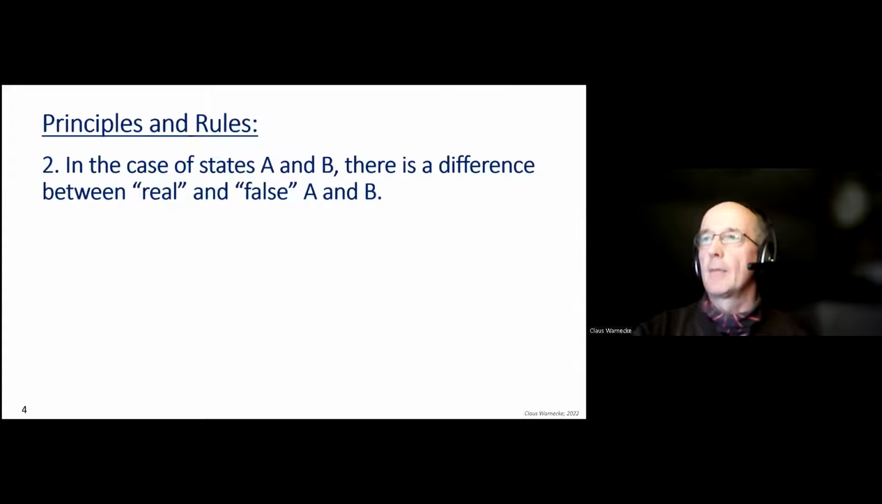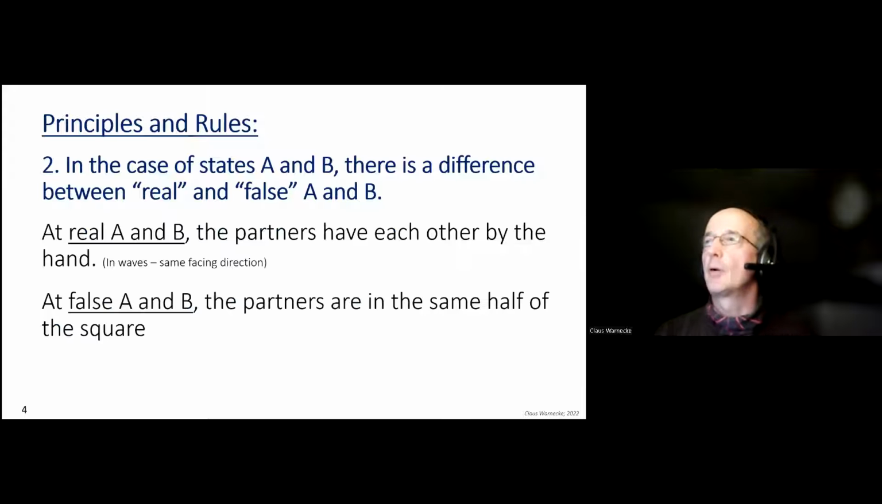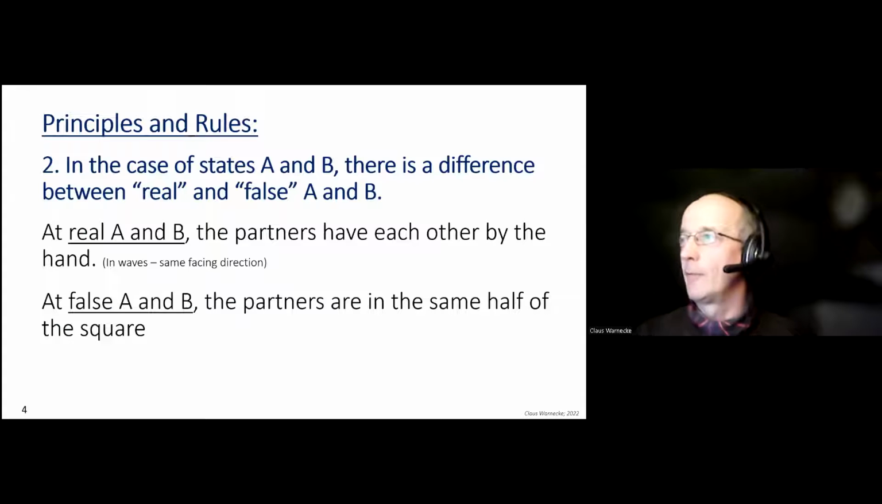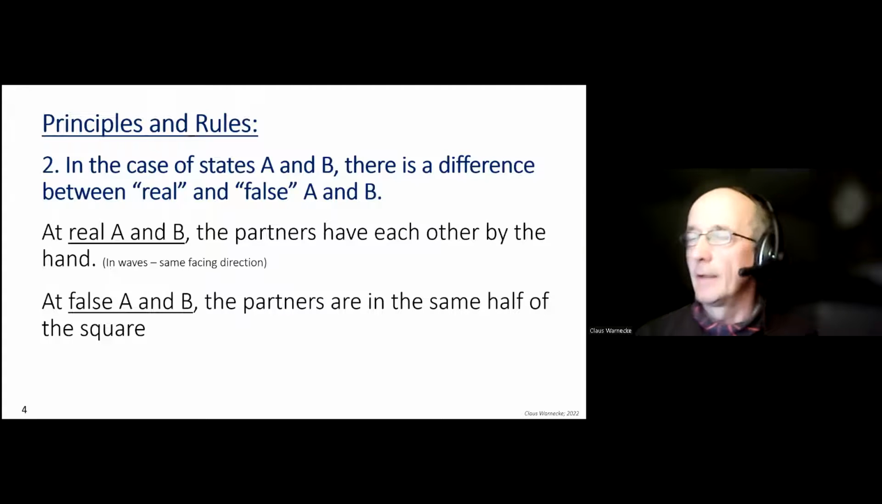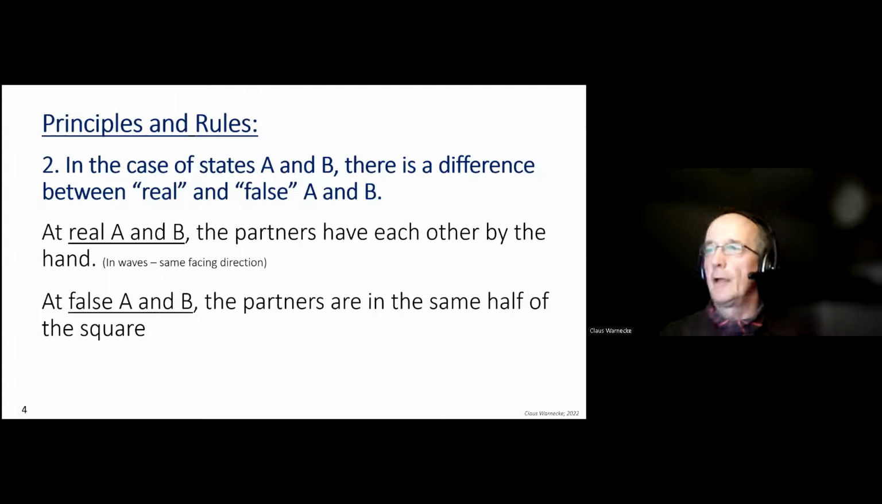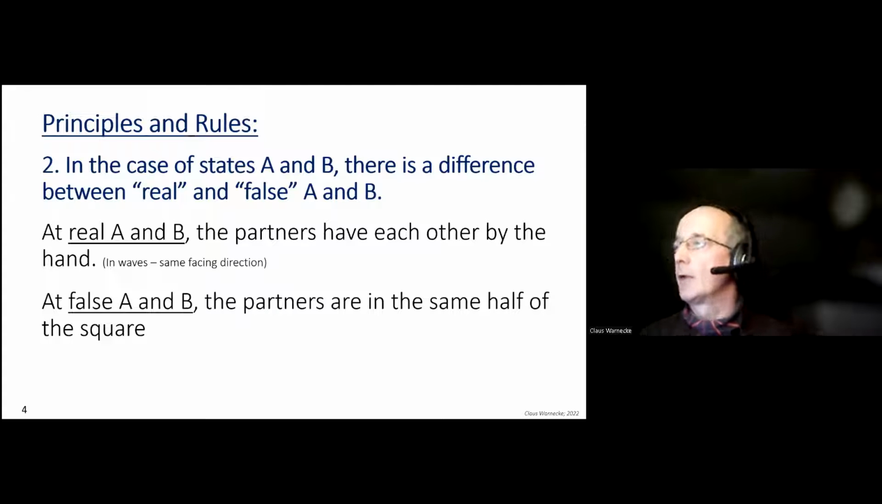Now it becomes a little bit complicated. It could be a real or a false A or B. A real A or a real B means the partners have each other by the hand, except in waves. In waves must be the same facing direction. A false A and a false B means the partners are in the same half of a square.